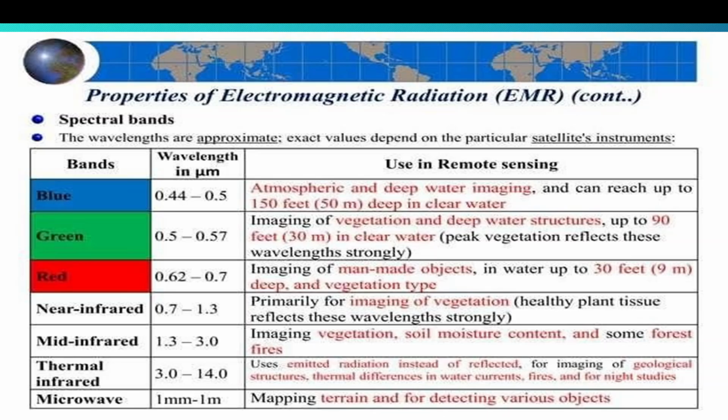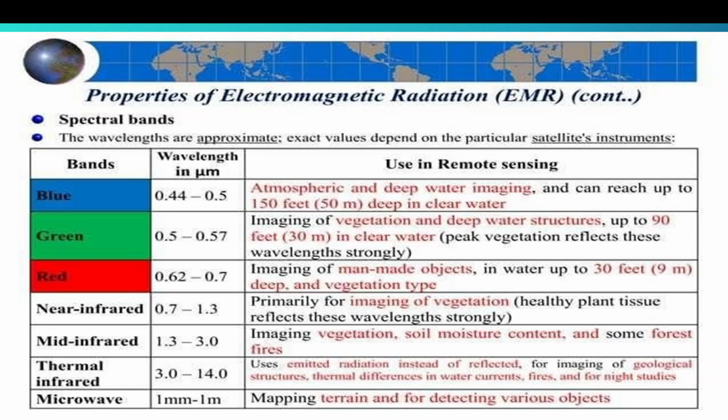The table categorizes different spectral bands, their wavelength ranges in micrometers, and their applications in remote sensing. So, what are the uses in remote sensing? The blue band, which ranges from 0.44 to 0.5 micrometers, is best for atmospheric and deep water imaging, as it penetrates up to 50 meters in clear water. Then we have the green band, which ranges from 0.5 to 0.57 micrometers, helps in vegetation and water structure imaging, reaching up to 30 meters in clear water.